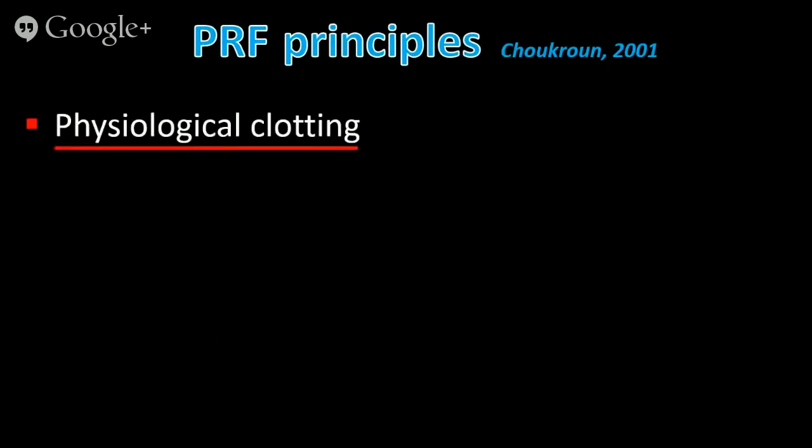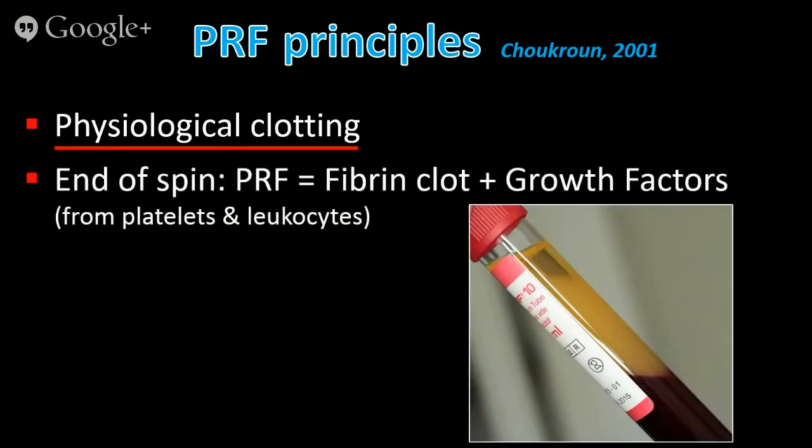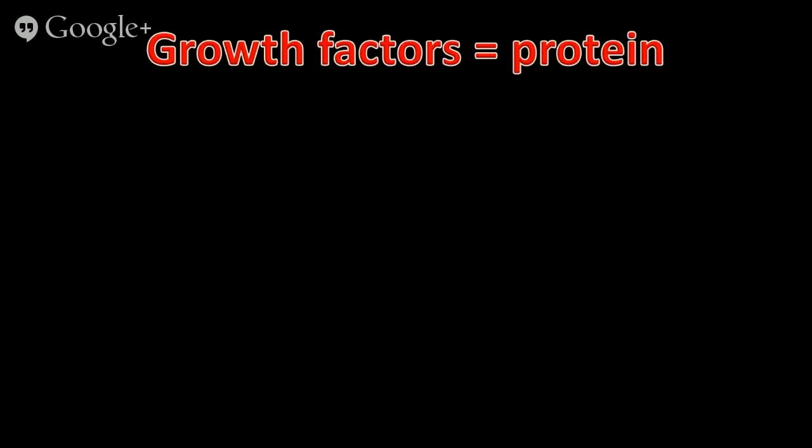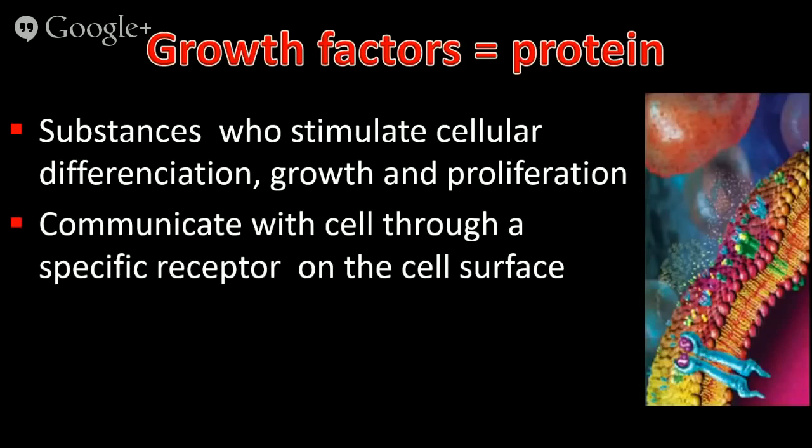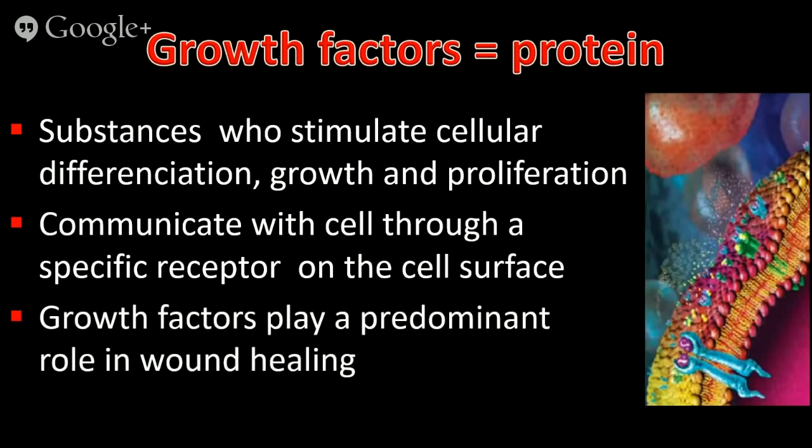The principles are first to get a physiological clotting because we need a biological product. And at the end of the spin, as we avoid anticoagulant, we will have a fibrin clot which contains the growth factors. These factors are proteins which stimulate cellular differentiation, growth, and proliferation. They communicate with cells through a specific receptor on the cell surface, and they play a predominant role in wound healing.